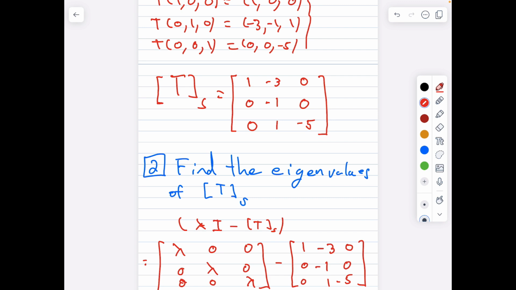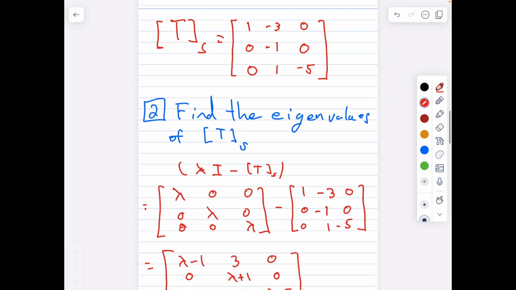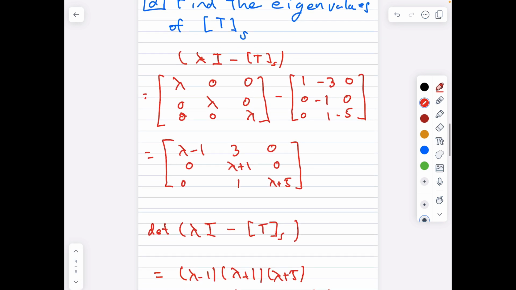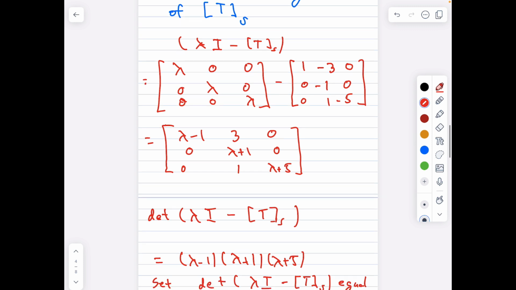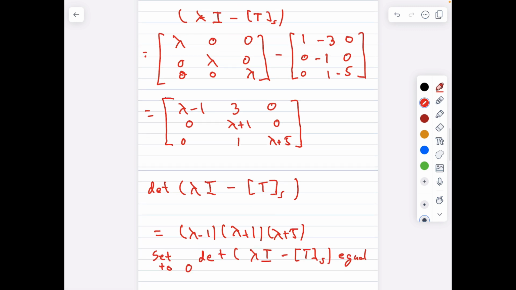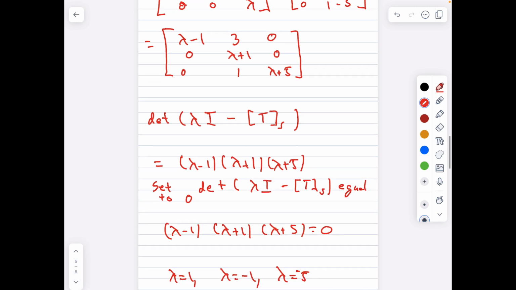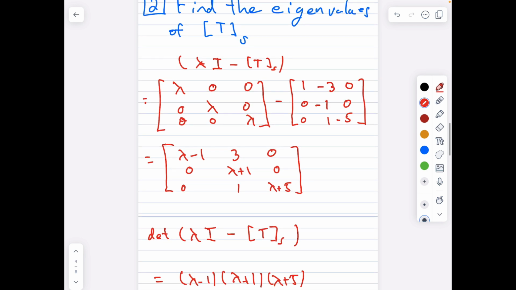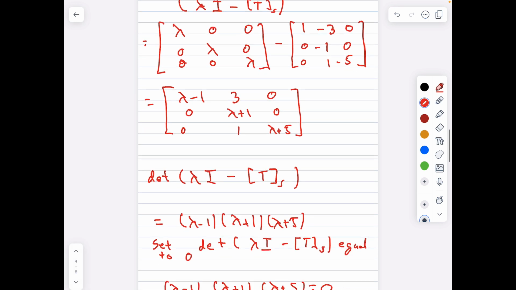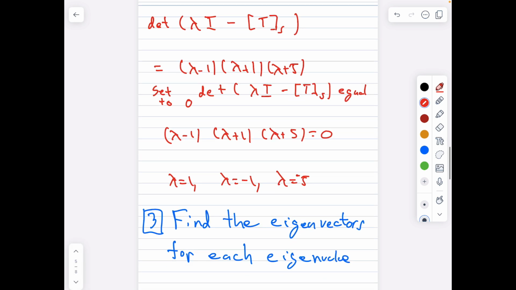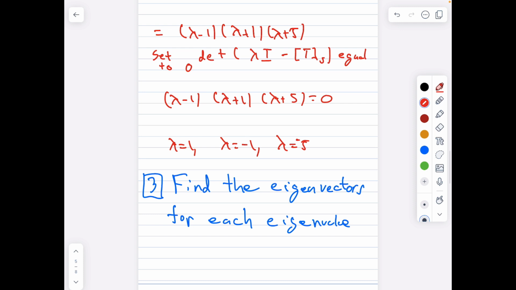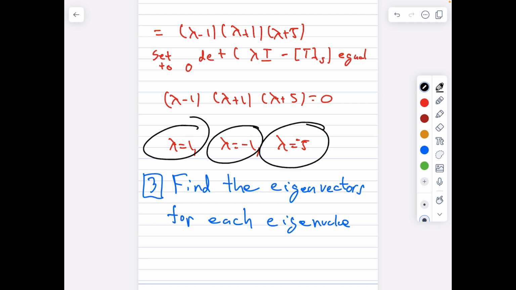So I get this matrix here so I can get the eigenvalues. That's what I'm really using TS here for. And I'm going to grab the eigenvalues, and hopefully you already know how to do that. If not, please watch a video on that I'll link up. So we're going to form lambda I minus TS. In your book, usually it's like A here. And I did that, and then we're going to take the determinant of that and set it equal to 0. And I came up with these eigenvalues: lambda equals 1, lambda equals minus 1, lambda equals minus 5.